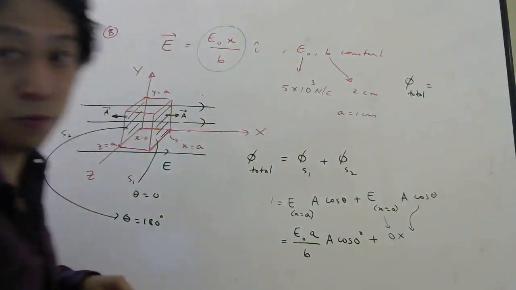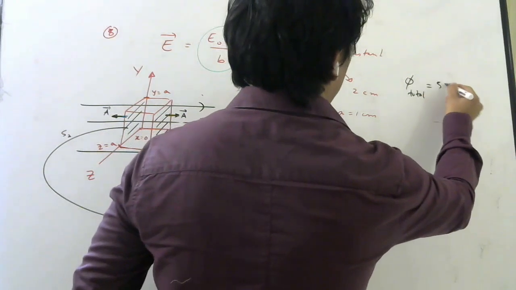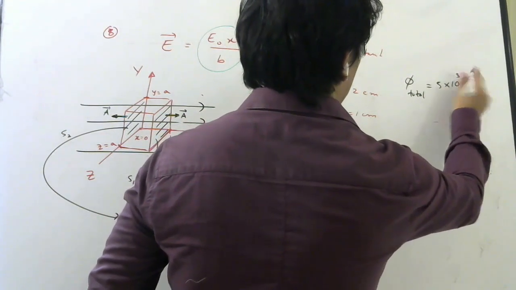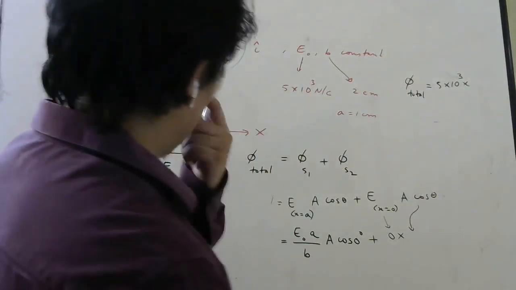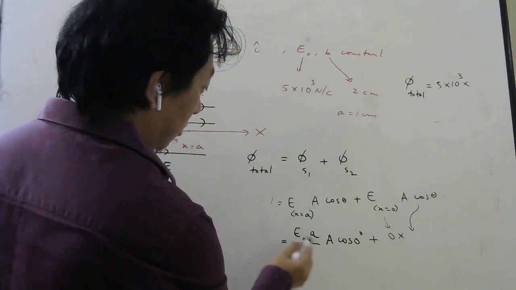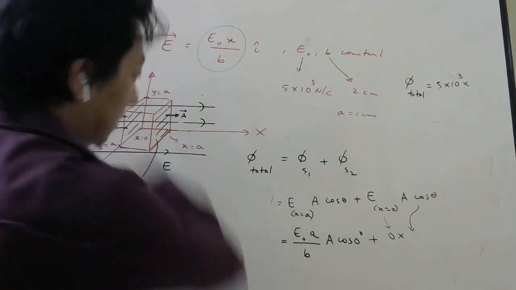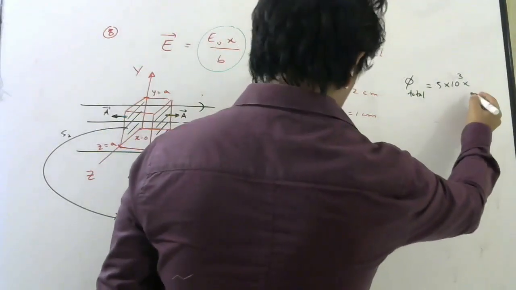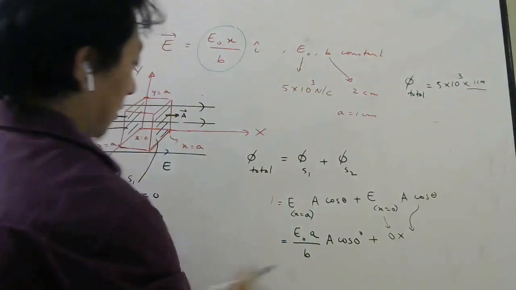So what will be the numerical value? E naught was given to be 5 into 10 to the power 3. Small a is 1 centimeter. Let me not convert to meter because this is also centimeter and B is also centimeter. So centimeter will cancel, right? So this A will be 1 centimeter divided by B.